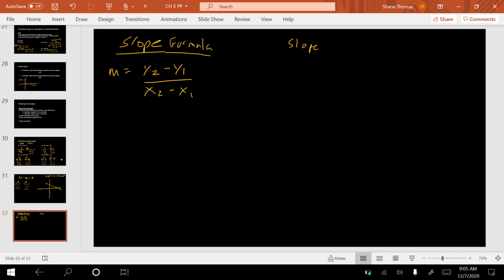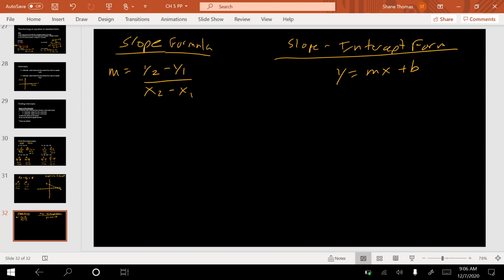Okay, we have our slope intercept form, which is what we want to, anytime we make a line, we want to leave it in this form unless something tells us otherwise. Slope intercept form is going to be y equals mx plus b. Remember, m is your slope, b is your y-intercept.